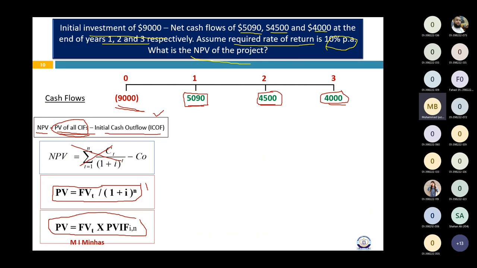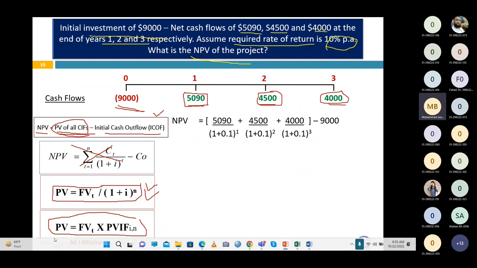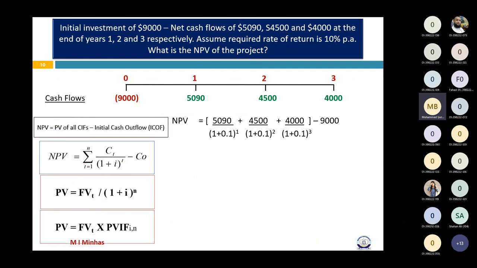So first, let's try calculating this NPV using the present value formula, which says future value divided by 1 plus I raised to the power n. So now I want all of you to see what this means here, and please calculate this term, right? After that, I won't be asking you to calculate, but for this, I want you to. For example, here, we need to calculate present value of all cash inflows. So the first cash inflow is 5090. So this is my future value 1. So future value 1 divided by 1 plus I, and I here is 0.1, 10%, raised to the power 1, because here the time elapsed between present time and this future value is 1 year.